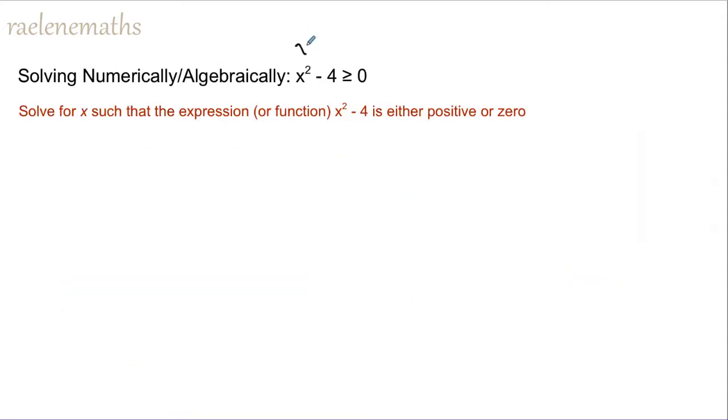Another method that we can use to solve the inequality x squared greater than or equal to 4 is to take all terms to one side so that we have a function here, this x squared minus 4. I could refer to that as y equals f of x. And we want to compare the value of the function or the expression with 0.